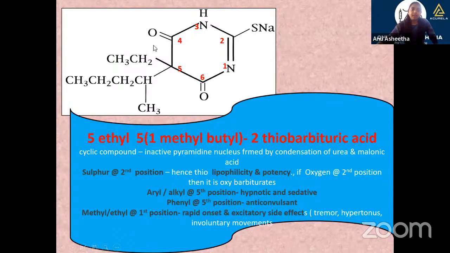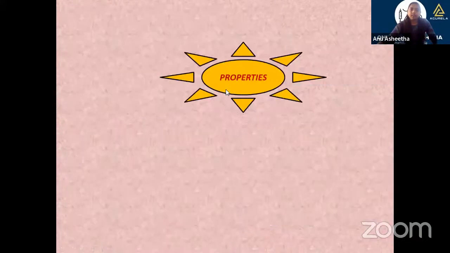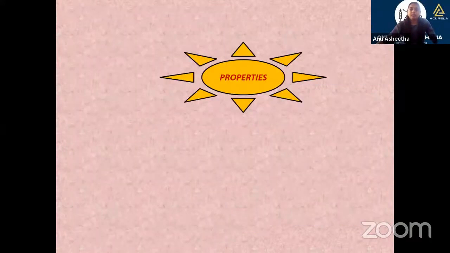If it is replaced by a phenyl moiety, say in phenobarbital, then it becomes an anticonvulsant, the drug of choice in anticonvulsant therapy. In the first position, if it is replaced by a methyl or ethyl group, then it becomes an oxybarbiturate, methohexital, which is used in ECT because of lowering the seizure threshold and prolonging seizure episodes. That is, they induce excitatory movements and involuntary movements, tremors.